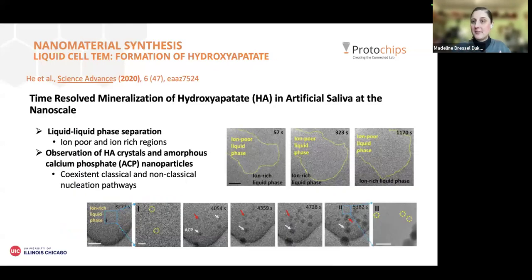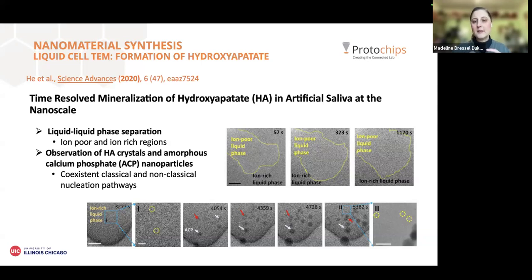Moving to a more complex type of system, but still looking at growth, this is biomineralization, looking at things like hydroxyapatite. They have a solution of essentially hydroxyapatite precursor in artificial saliva. Within the liquid cell, they're able to see ion-poor and ion-rich phases. Over time, the beam, of course, is having some impact in speeding up the reaction, acting as a reducing agent, and they're able to observe the formation of the hydroxyapatite nanoparticles.